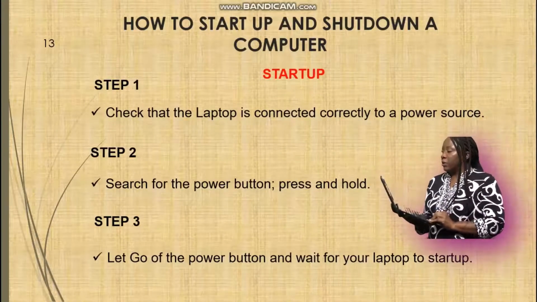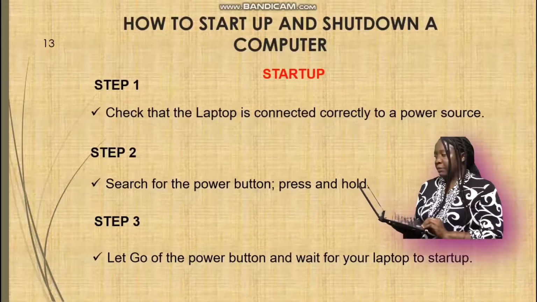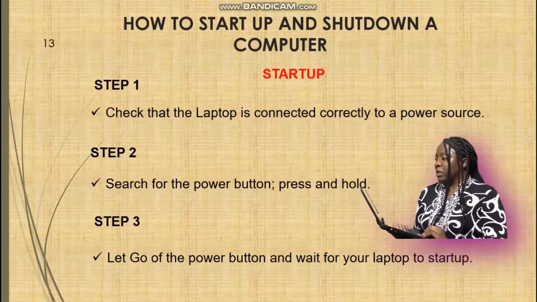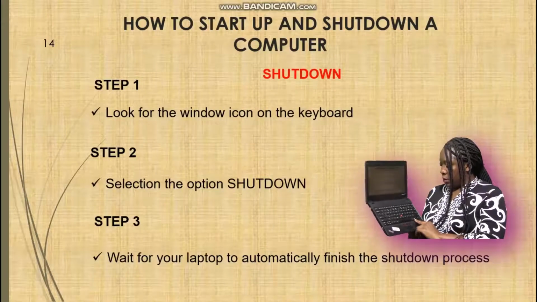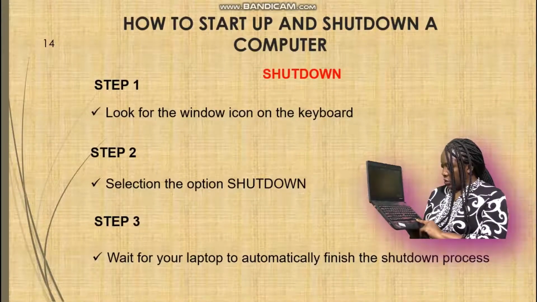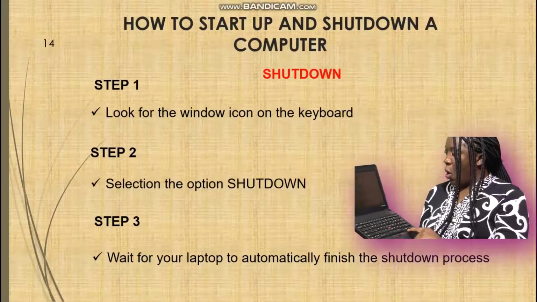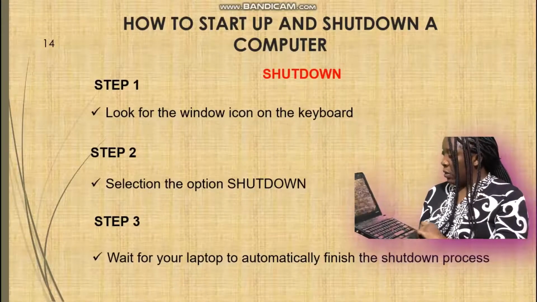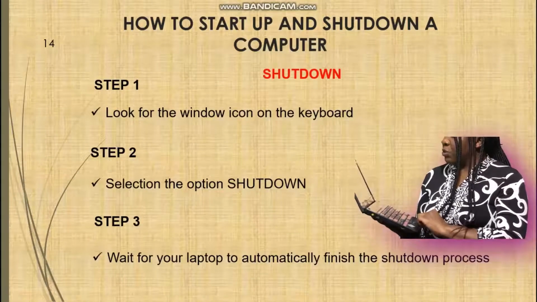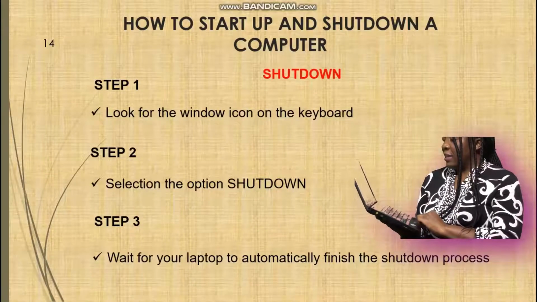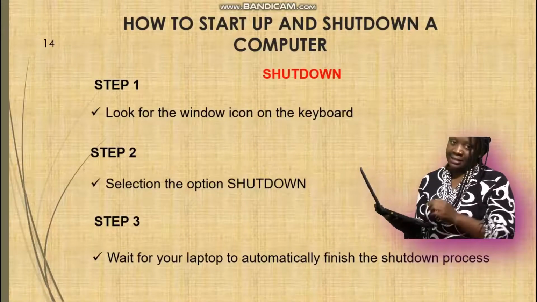Now that you know how to start up a computer, we're also going to learn how to shut down a computer. In shutting down, step number 1 is to look for the Windows icon on the keyboard. The Windows icon is between the control and alternative keys. You click on it and it appears on the screen. When it is there, select the option shut down. Then wait for the laptop to automatically finish the shutdown process.